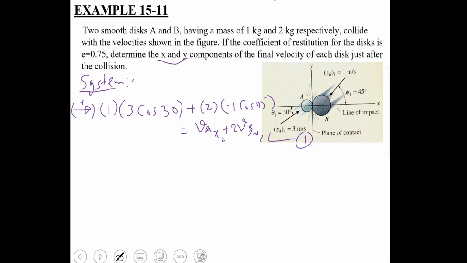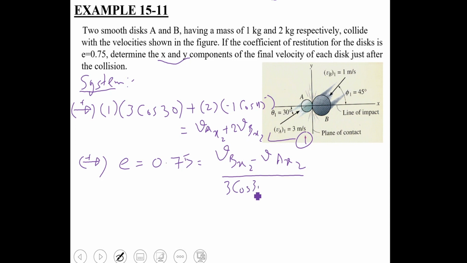Okay, in step number 2, we are going to apply the coefficient of restitution along the line of impact. The coefficient of restitution is already given for this problem to be equal to 0.75, and that is going to be equal to VBX2 minus VAX2 divided by VAX1, which is 3 cos 30, minus VBX1, minus 1 cos of 45. So this is my equation number 2.